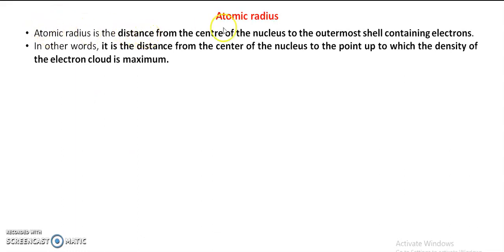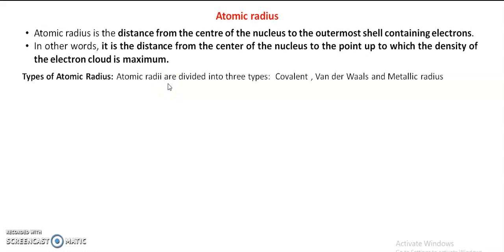Atomic radius is the distance from the center of the nucleus to the outermost shell containing electrons. In other words, it is the distance from the center of the nucleus to the point up to which the density of electron cloud is maximum.